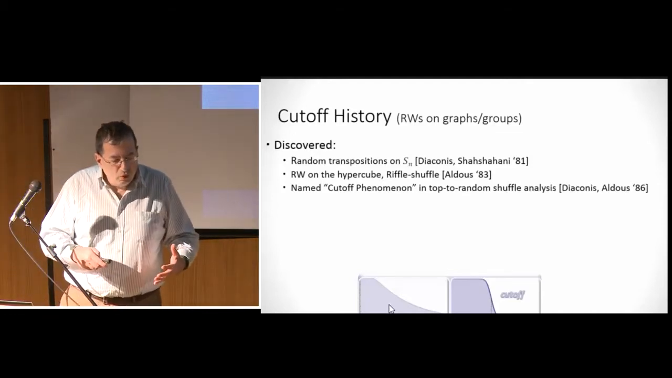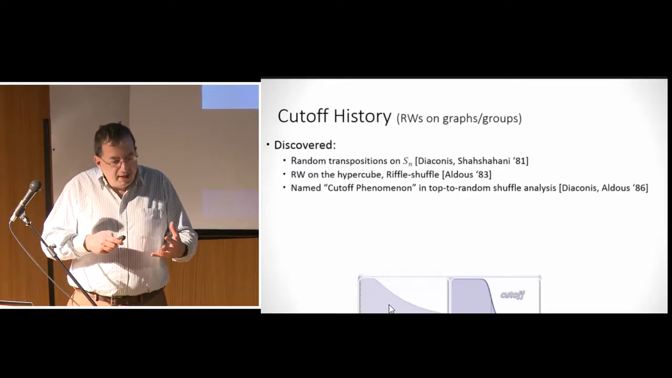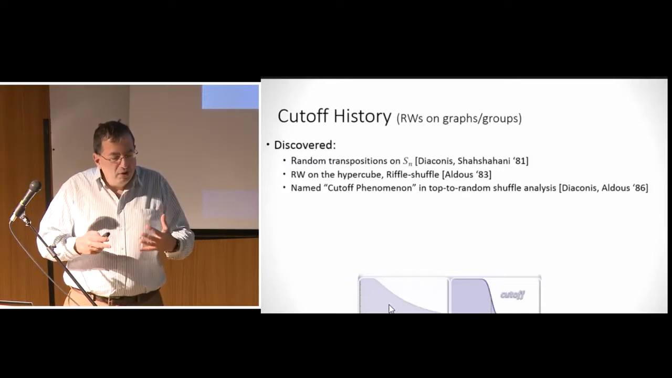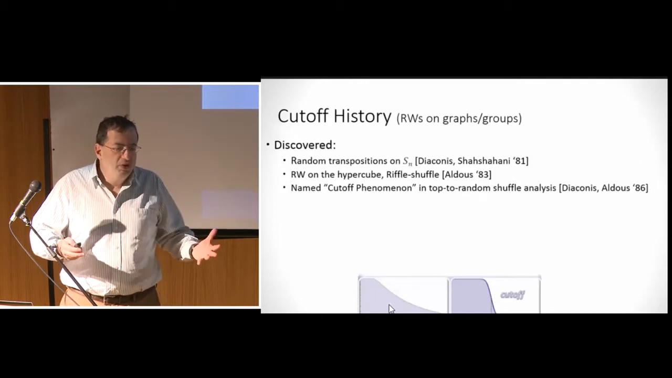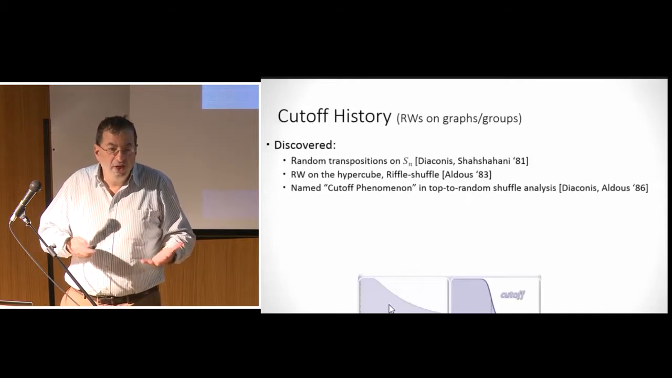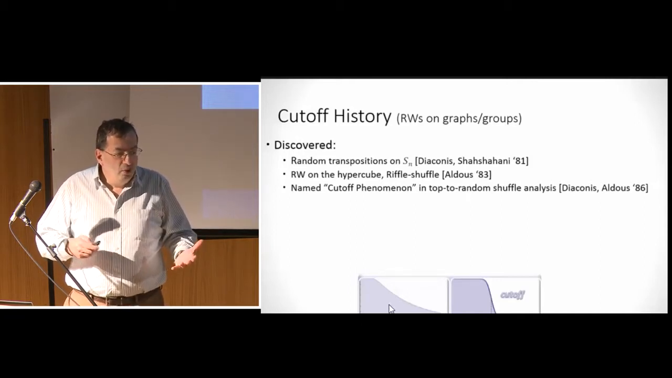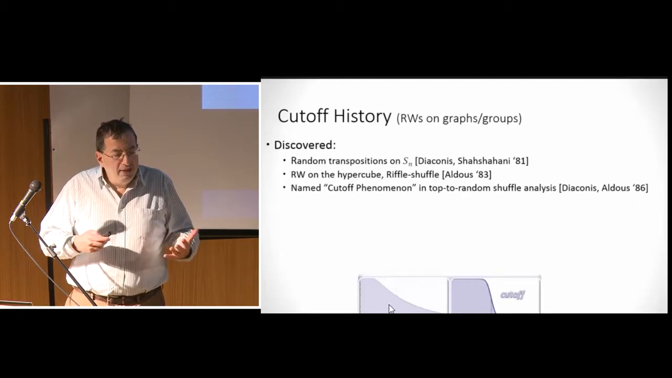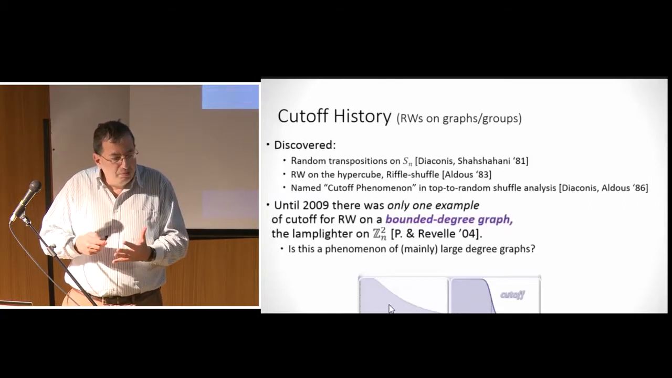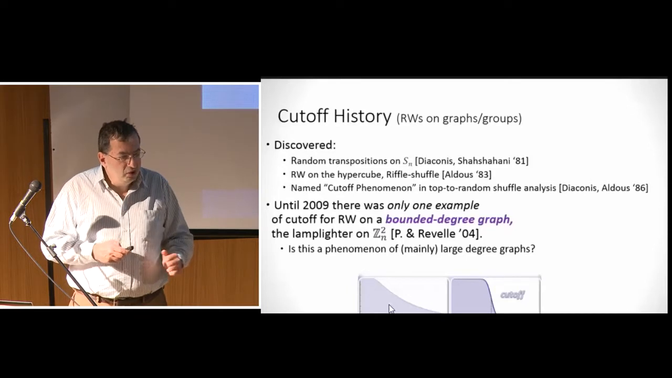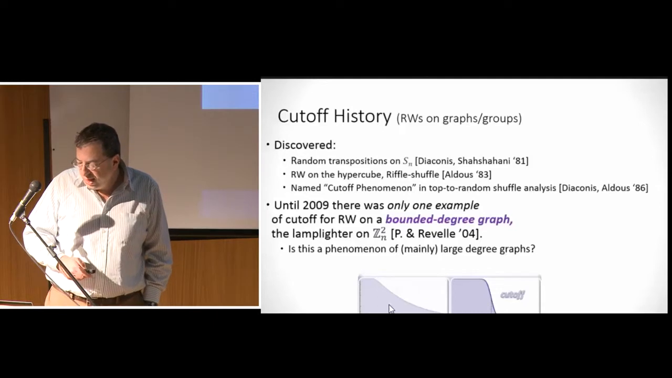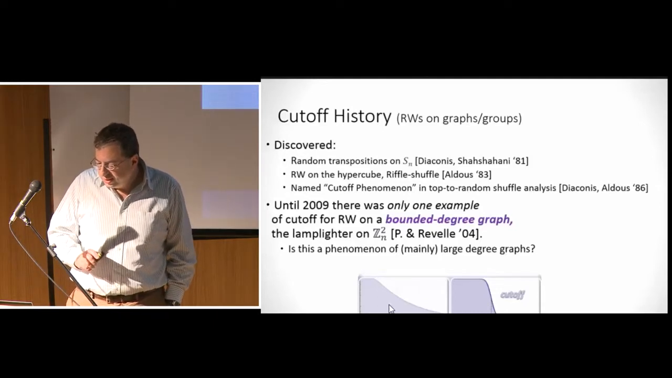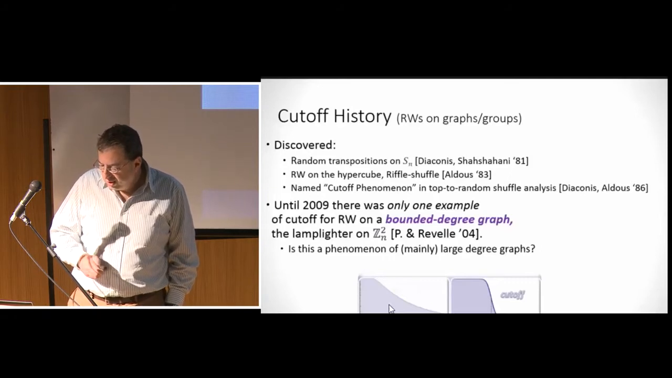So lower bounds were obtained by showing specific sets where the two distributions differ. Upper bounds were obtained usually spectrally, and we know that computing with spectrum is much easier in L2 than in L1. So if the L2 and L1 mixing times match, then you have a recipe to prove cutoff. If they don't, there's some difficulty with this approach. And indeed, until 2009, there was only one isolated example of a bounded degree graph where there was cutoff.